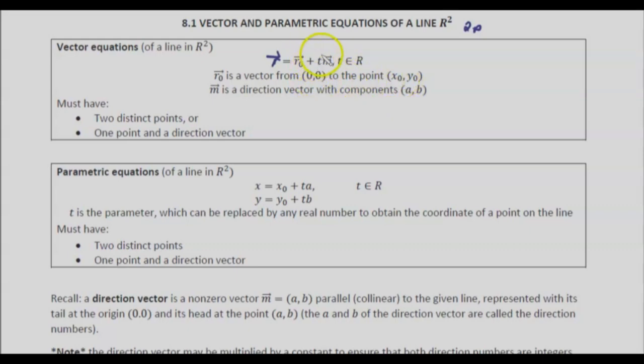Plus some parameter t, which is a scalar multiple, and then times some vector m, and vector m is a direction vector with the components a, b. I actually like how they call this vector m because we're going to think of slope. So there's two ways of finding a vector equation. We're able to find it if we have two distinct points, or if we have one point and a direction vector.